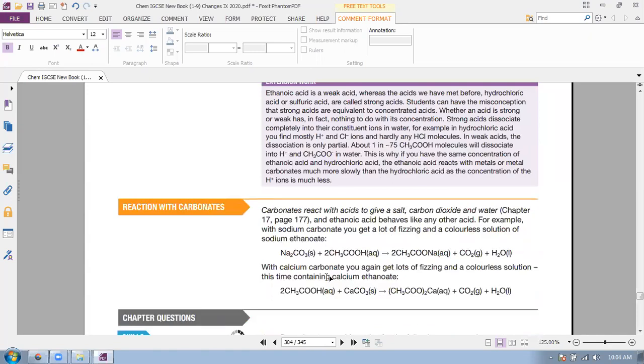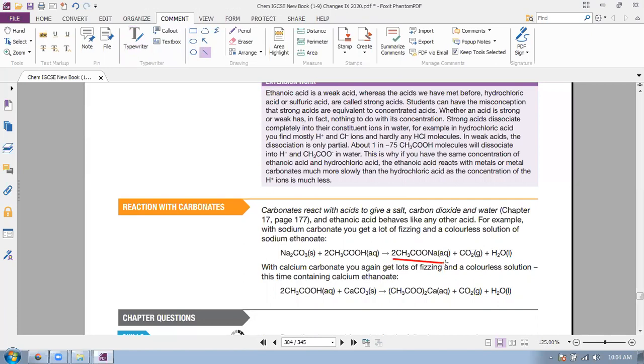Now look at this. There are two other reactions. Carbonates react with acids to give salt, carbon dioxide, and water, that we know. And here is the example that ethanoic acid is reacting with sodium carbonate. So it forms sodium ethanoate plus carbon dioxide plus water. Sodium ethanoate would form a colorless solution, aqueous. Look at the state symbols, aqueous. Carbon dioxide gas, it would form bubbles of gas or fizzing, observed.